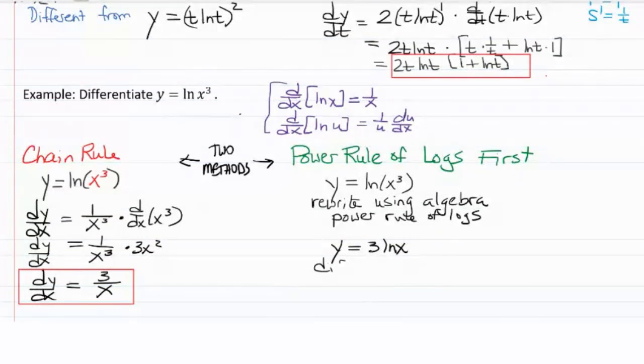We haven't differentiated. We haven't taken the derivative. So now we're going to differentiate, and we're going to have dy dx equals, the 3 is going to stay the same. And what's the derivative of the natural log of x? 1 over x. That's right. Boy, that looks terrible. Let me rewrite this. So we have 3 times 1 over x, which is just 3 over x like we found a minute ago.